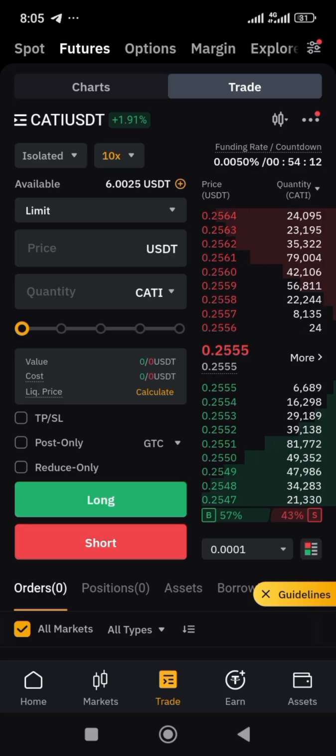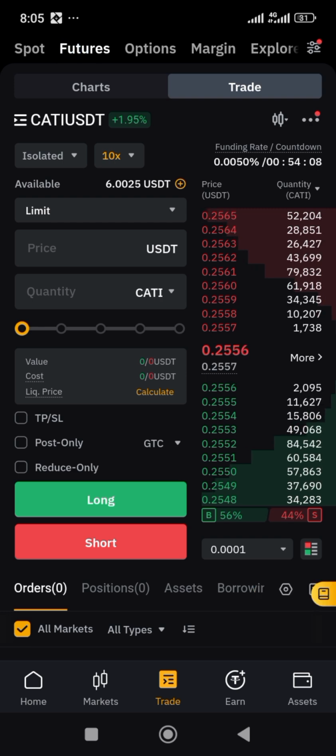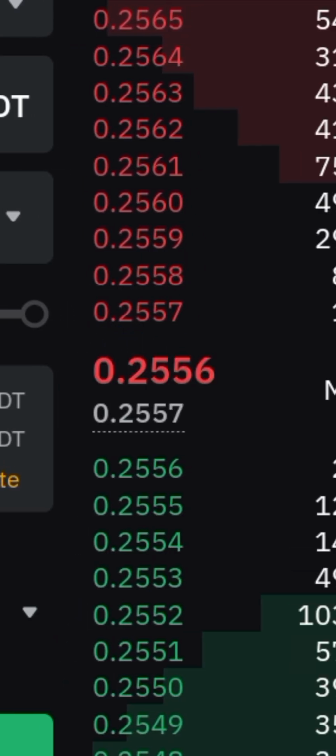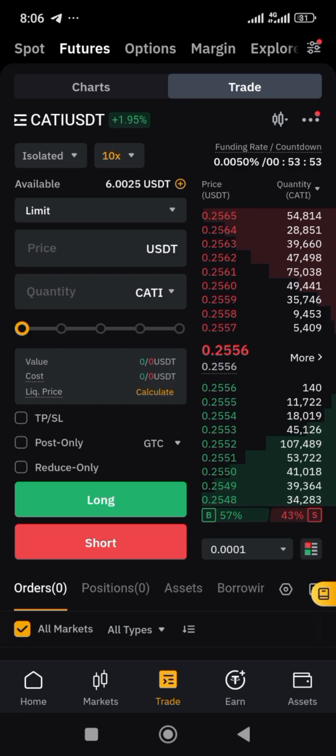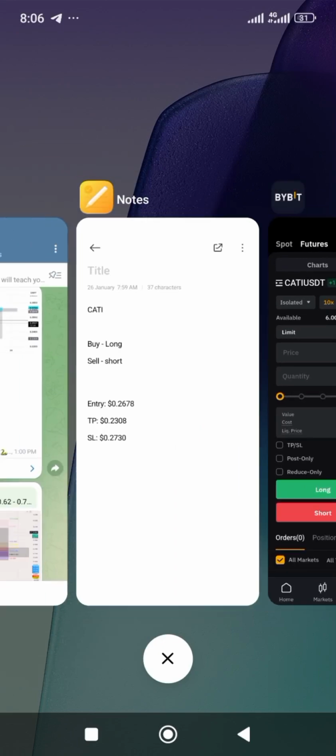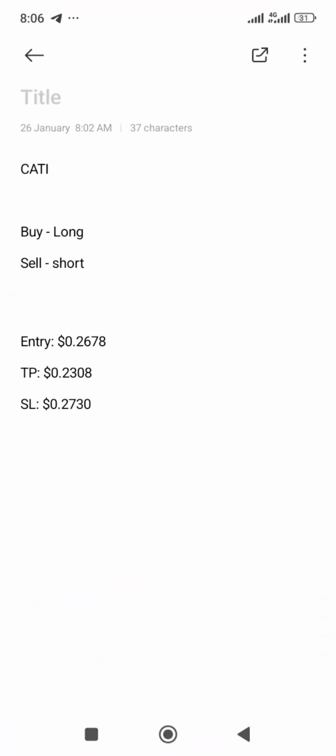That's futures USDT. Just make sure you look up here, you see that it's on futures. So USDT, you are doing Kati and Kati USDT. Now, the entry price right now is 0.257, as you can see here, 0.2556. That's the entry price. So now let's take a look at this.